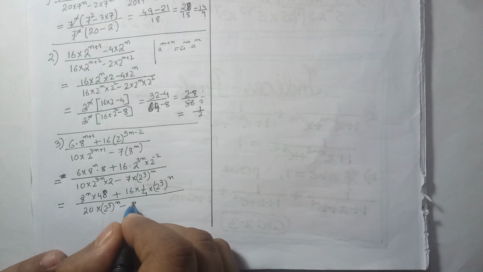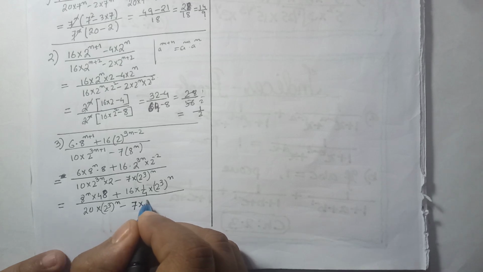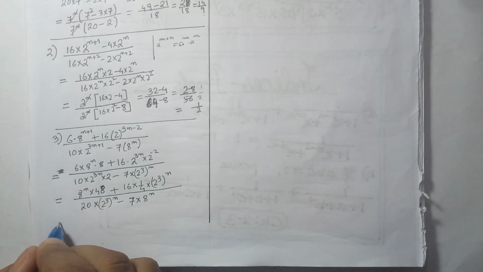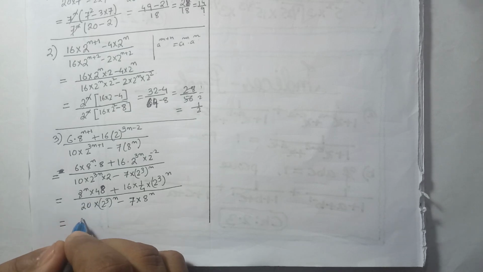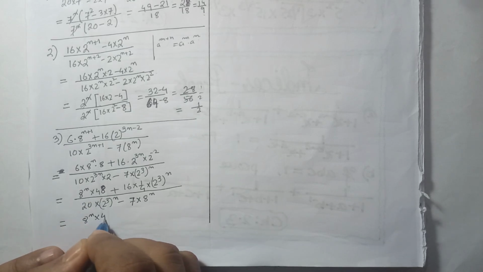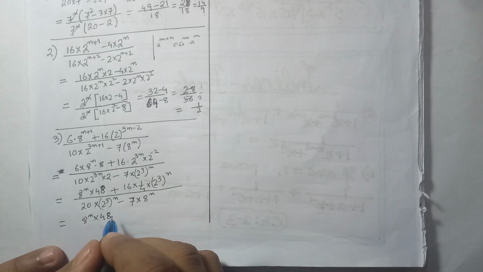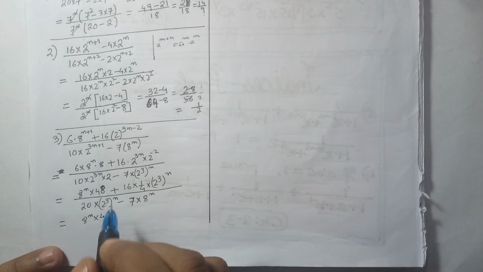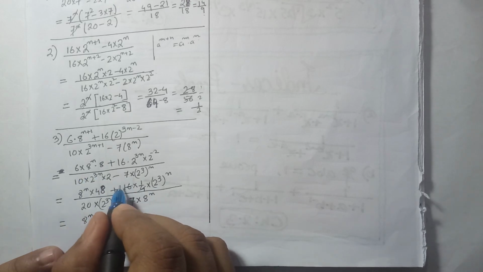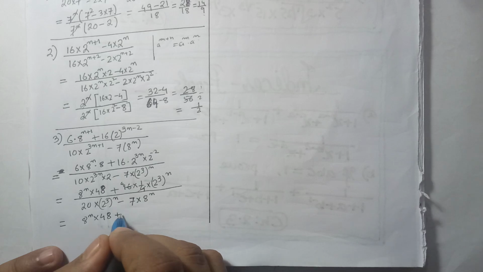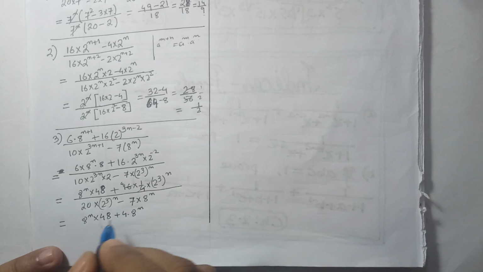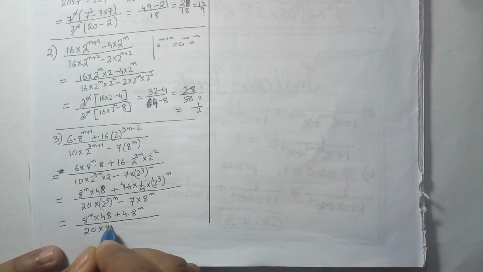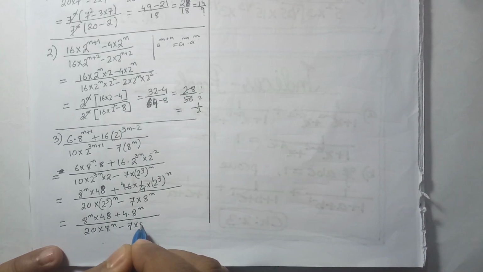minus 7 into, this is 8 to the power of n, right? So here I can write is 8 to the power of n into 48, 4 4s are 16, so plus 4 into 8 to the power of n divide by 20 into 8 to the power of n minus 7 into 8 to the power of n.